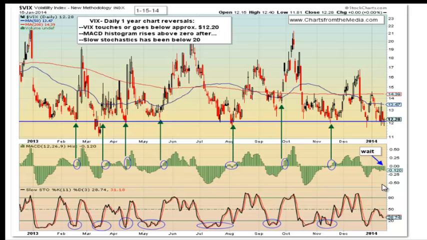We're approaching this again. So we've had a couple of times where we've had the stochastics below 20. We have had the price go below 12.20. However, the MACD has not turned up, so this is telling us to still wait at this time before getting into the VIX.